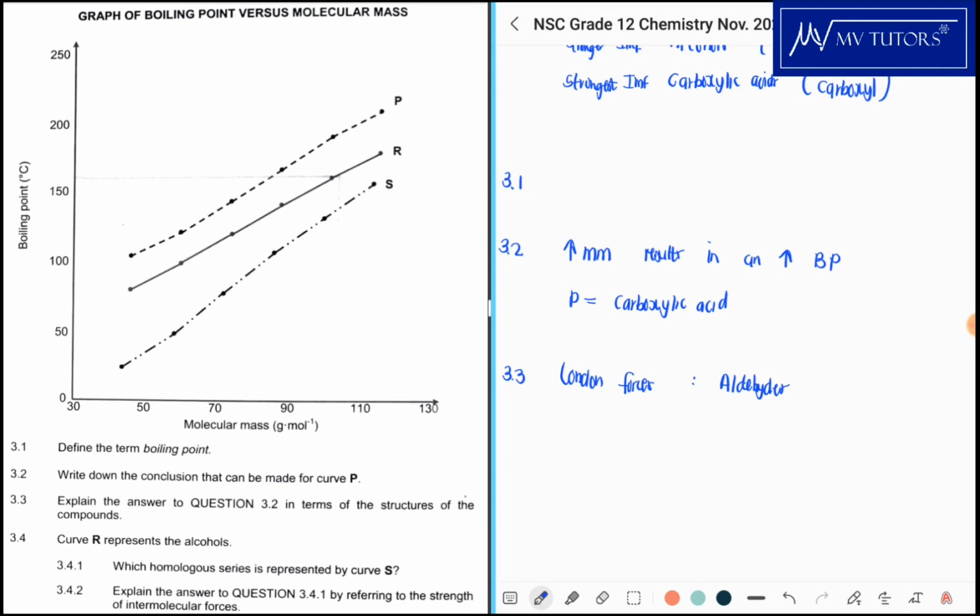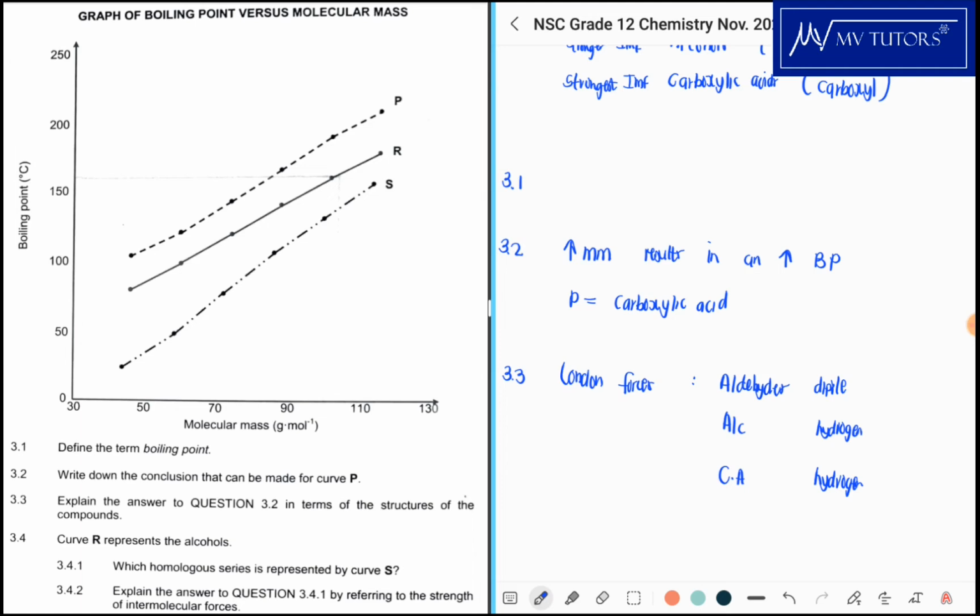Your dipole forces. Okay, let me just put it nicely. It's basically your dipole forces, right? Dipole London forces. And then you get your alcohols, which is basically your hydrogen bonding, London forces. And then you get your carboxylic acids, which is also quite very strong. Your hydrogen, it's a combination, remember? Hydrogen bonding, dipole, London forces.